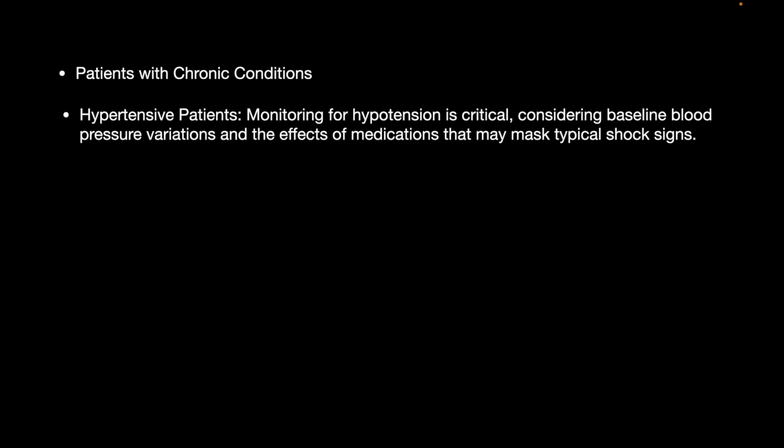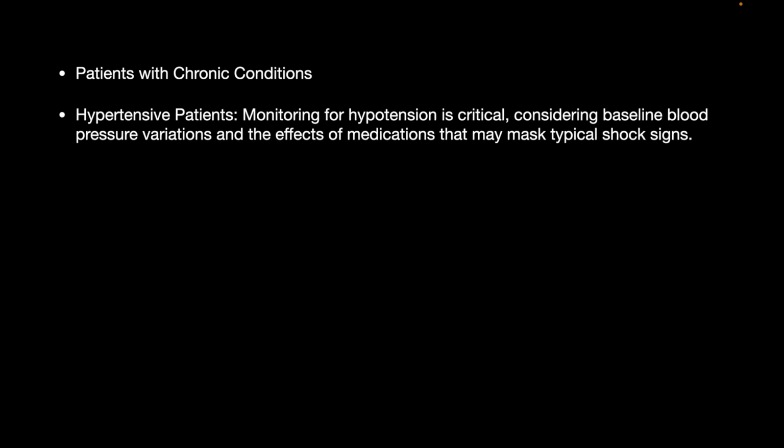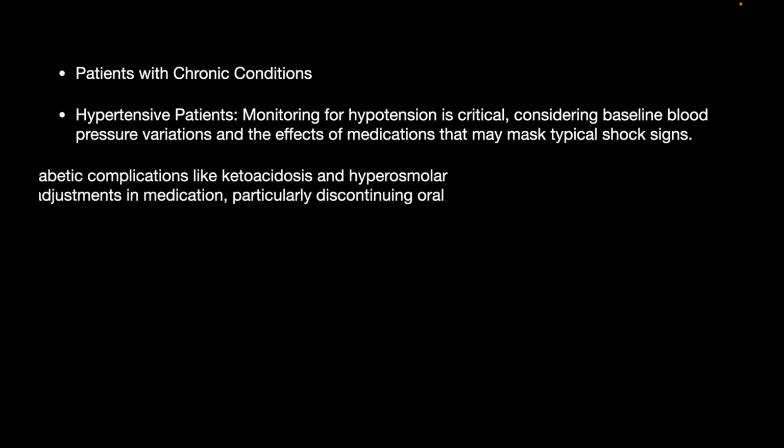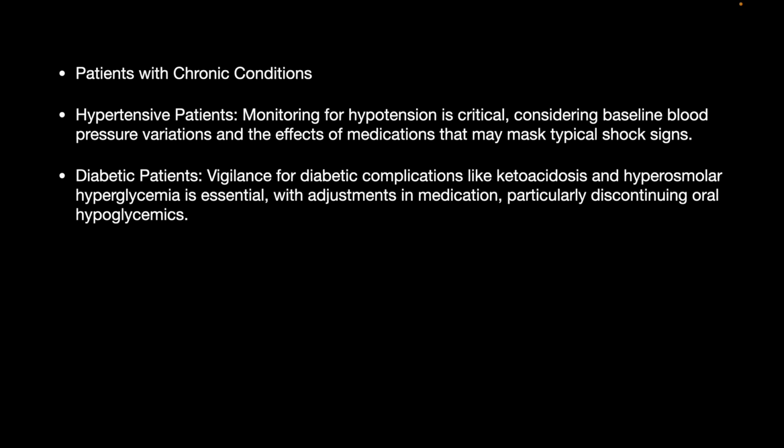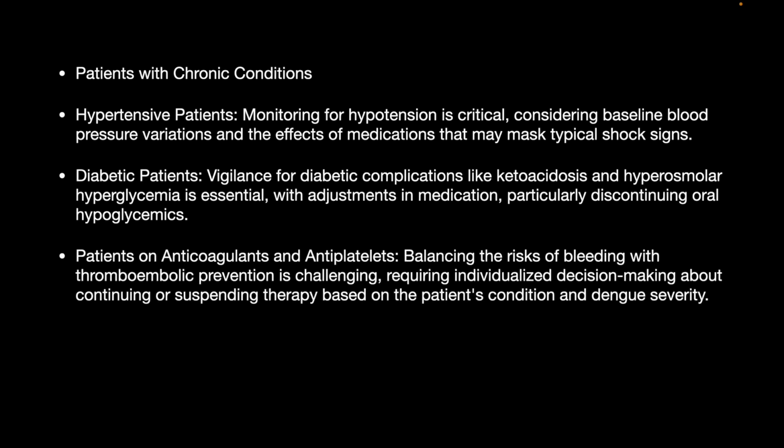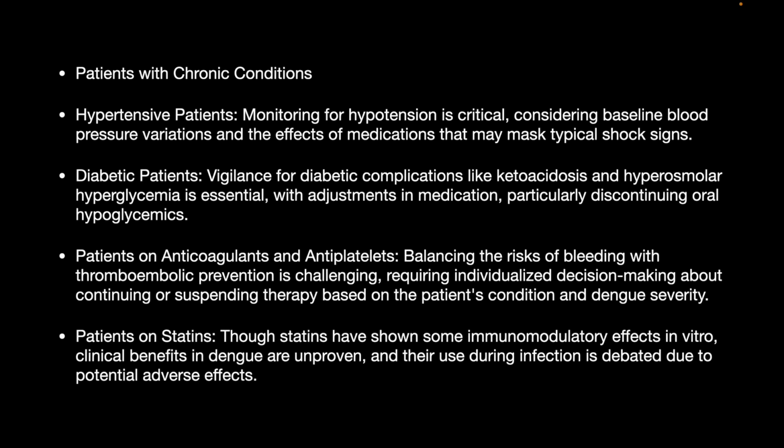The next is other conditions, like hypertensive patients. You must keep in account the hypertension level and the baseline blood pressures, so that you can detect hypotension early. Diabetic patients are more likely to develop ketoacidotic and hyperosmolar comas. The next is patients who are already on anticoagulants and antiplatelets. They have an increased risk of bleeding. Patients on statins, there is some immunomodulatory effect. The clinical benefit is unproven and the use during the infection is debated. So patients on statins should continue to be on statins, but using statins to prevent complications of dengue is not really supported as of now.